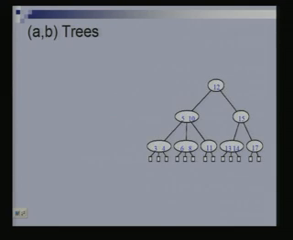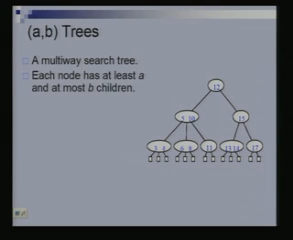So, we will now come to this notion of AB trees, and this is a generalization of our idea of 2-4 trees. So, what is an AB tree? I have drawn an AB tree here, and actually this is the same picture that I used for a 2-4 tree, if you remember. So, an AB tree first of all is a multi-way search tree. Each node now has at least A and at most B children. So, when A is 2 and B is 4, then you get your 2-4 tree. At least A and at most B children.